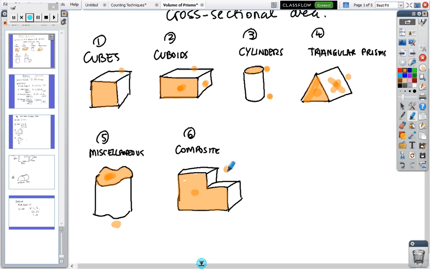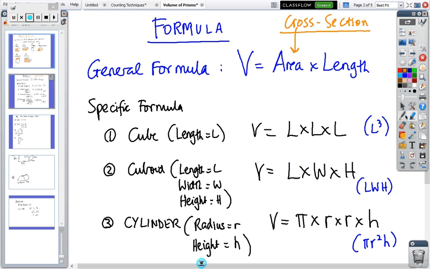Okay, so let's have a look at some formulas. There is a general formula that you apply to all of these shapes, and the formula is the volume is the cross-sectional area times the length of the prism. Whatever the cross-sectional area is, you times it by the length. But with some of them, we have some easy formulas. So the cube is just length times length times length. That is the area of the cross-section, length times length. So we have length times length times length is length cubed.